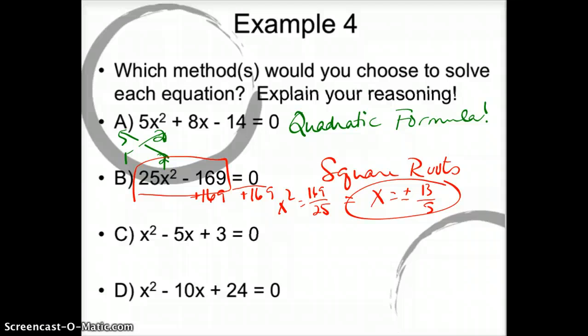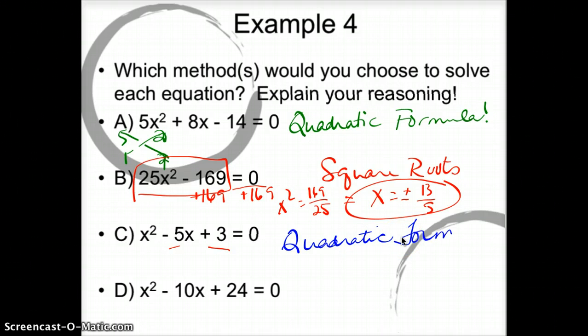If I tried C again, it looks nice and simple, so I might try to factor it, but I think it's pretty obvious to tell there's no factors that multiply to 3 and add up to negative 5. So this probably is not going to have pretty solutions to factor. So again, I would probably resort to using the quadratic formula to solve it.